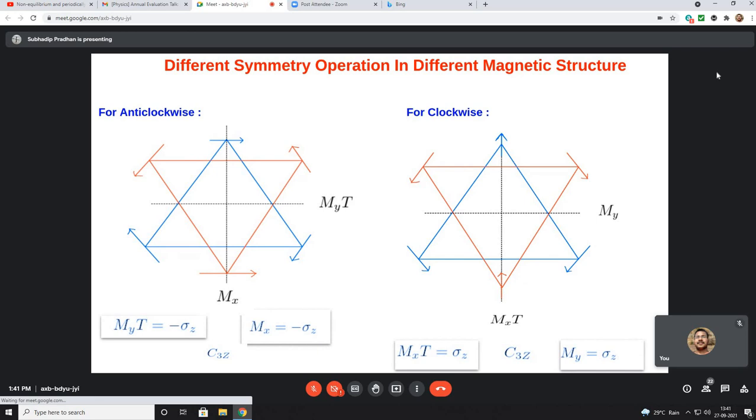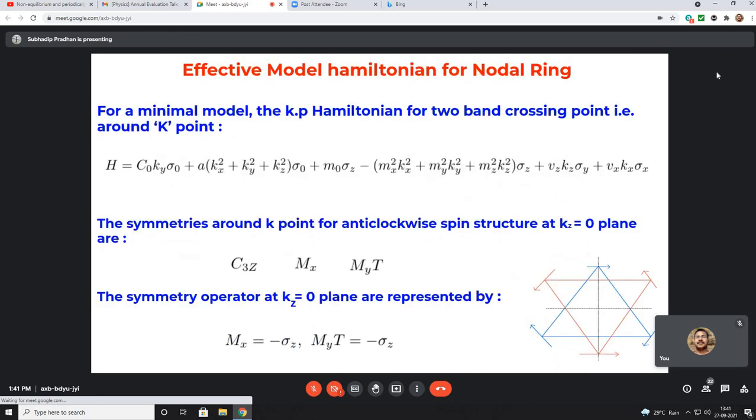Okay, go ahead. We have written a k·p model Hamiltonian for this structure, keeping in mind these symmetries. We have written an effective two-band k·p Hamiltonian. This Hamiltonian will give us a nodal ring type of dispersion. It has the symmetries C3Z, MX and MYT. As I already told, for this type of structure, MX and MYT can be written as minus sigma Z. I will show that this symmetry is also preserved in this Hamiltonian.